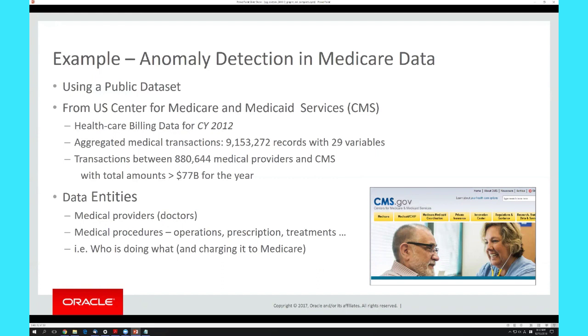Basically, the data set has all these medical providers or doctors, and whatever they do, whether it's an operation, prescription, or treatment, for each procedure that they perform, they charge it to CMS. In other words, it tells us what doctors are doing what. So that's the data set we are looking at.